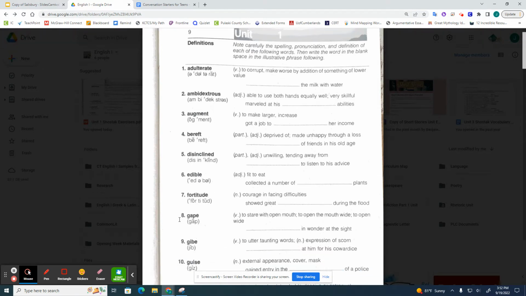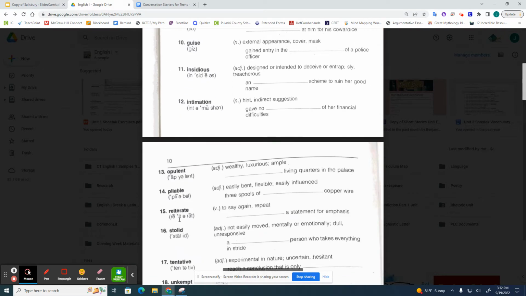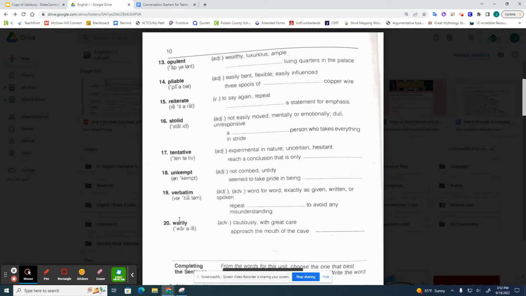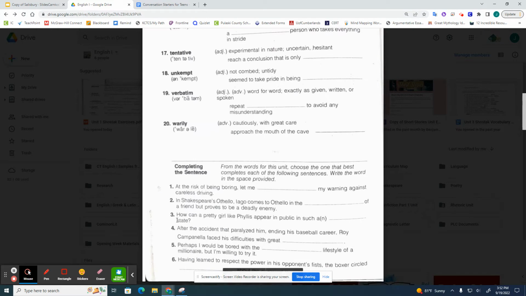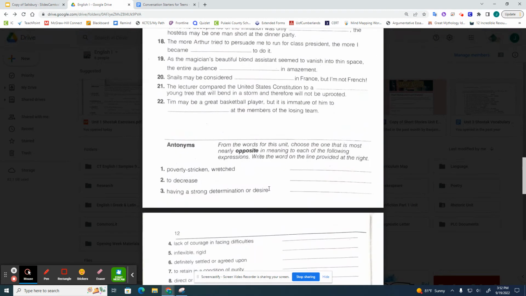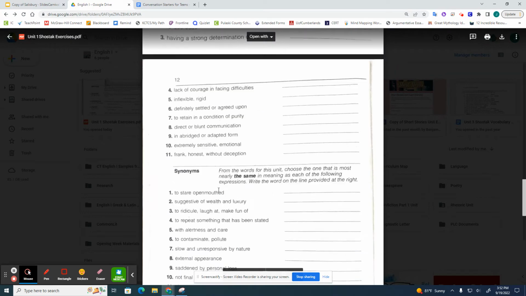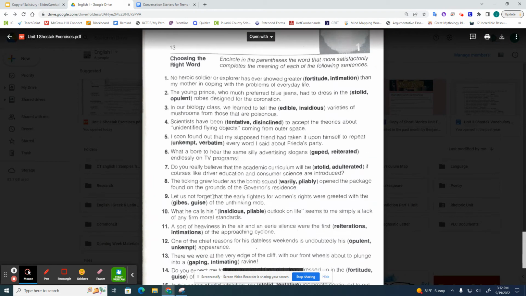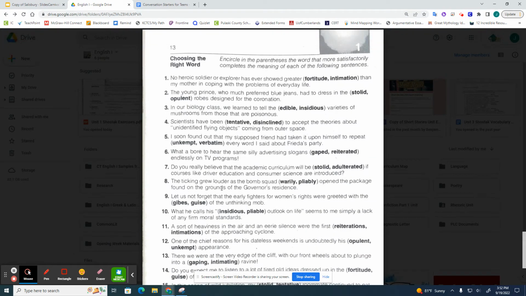But as you can see, this is the list. There are usually 20 to 22 words, and it shows their usage and their pronunciation. These are the exercises that they do. It has the fill in the blank, and then it has antonyms, synonyms, and choosing the right word.